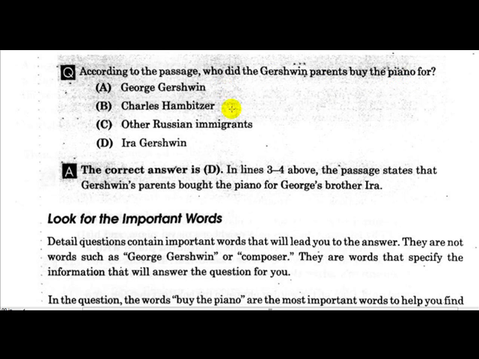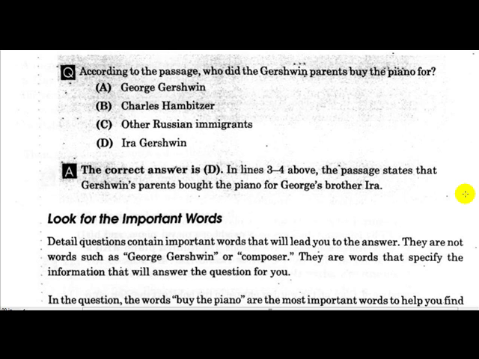Okay, and then it gives you a list of possible answers. Of course, the correct answer is D, Ira Gershwin. In lines 3 and 4 above, the passage states that Gershwin's parents bought the piano for George's brother, Ira. Look for the important words.